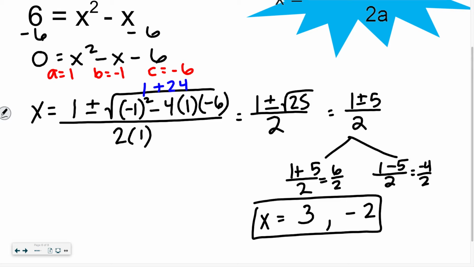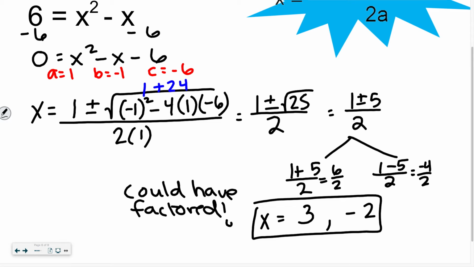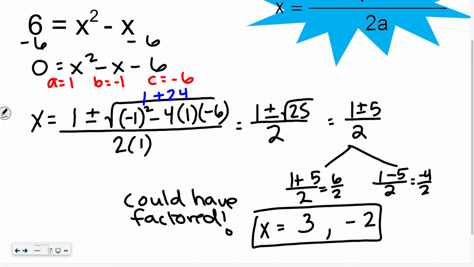If you come out with these nice numbers like integers or fractions, if they're not irrational solutions, that meant that I could have factored to solve. So I sort of skipped over that check, but you really could look at an equation. So I'll go back up to the 0 equals x squared minus x minus 6 right here. Do you have factors of negative 6 that add to make negative 1? Yes, negative 3 and positive 2.